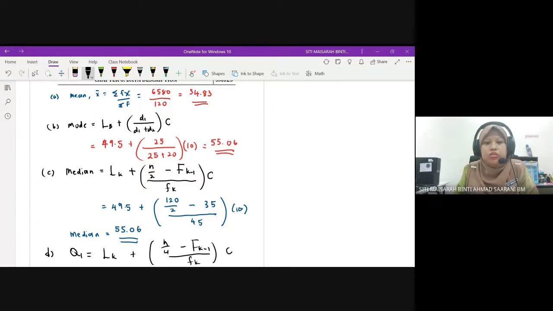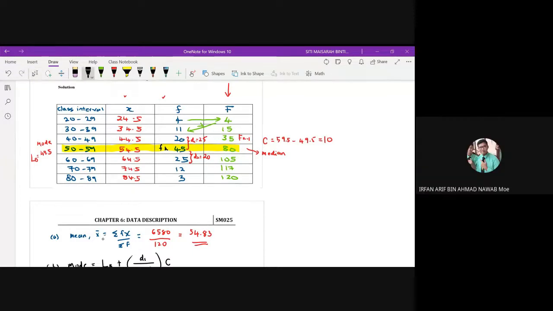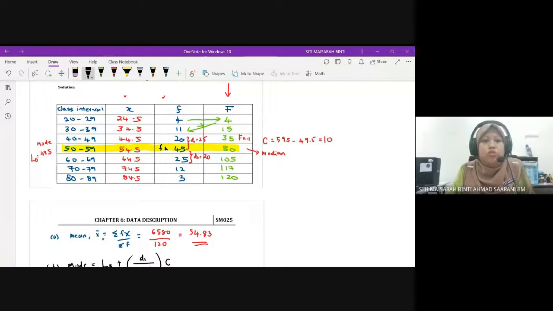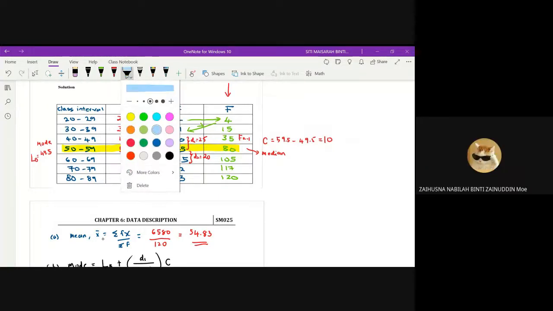Okay. So first you need to identify which row for Q1. So 120 divided by 4, what value do you get? 30. Which row is that? Third row.